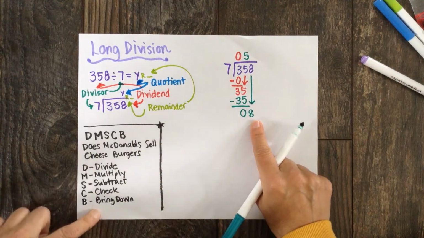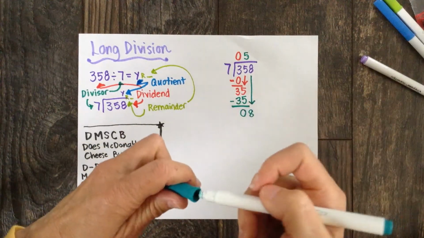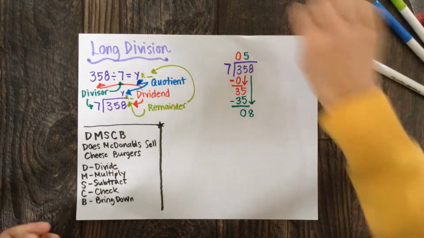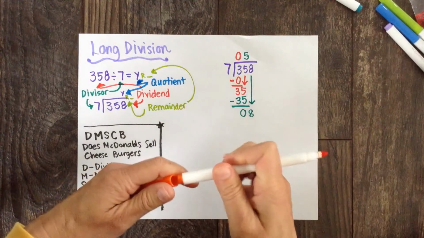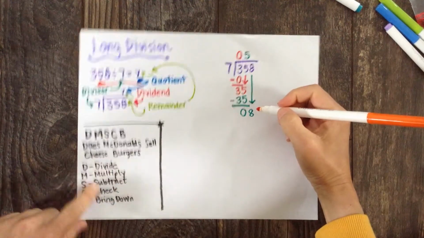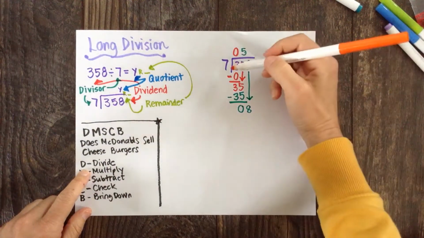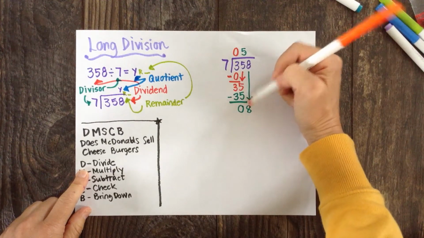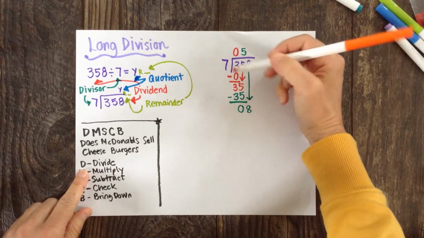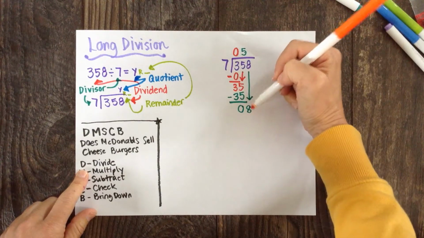Perfect. And now where do I go? Back up to the top. Let's get our next color. Let's go with orange. Okay, so here we are. Let's go back to divide. Now I'm going to divide down here. I'm looking just right here, just like before with the 35. I'm doing the 8. How many 7s in 8?